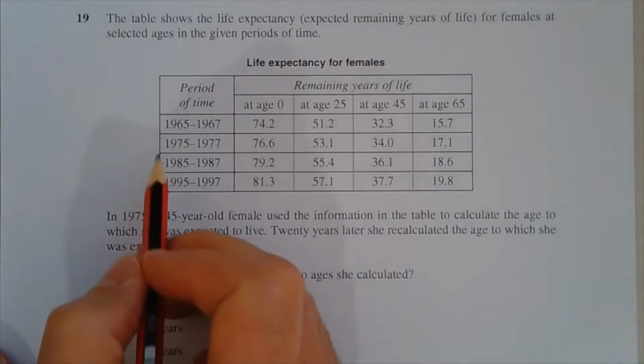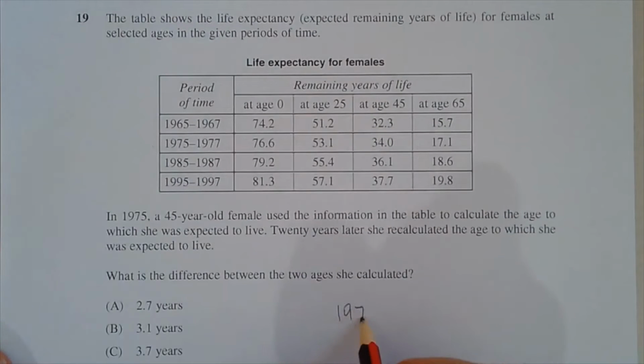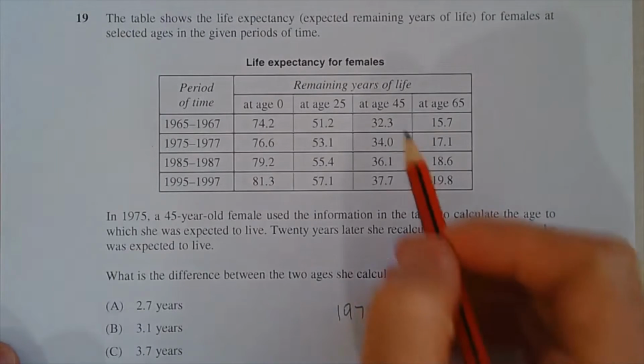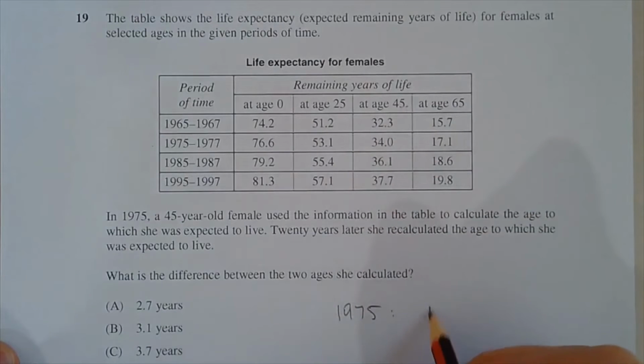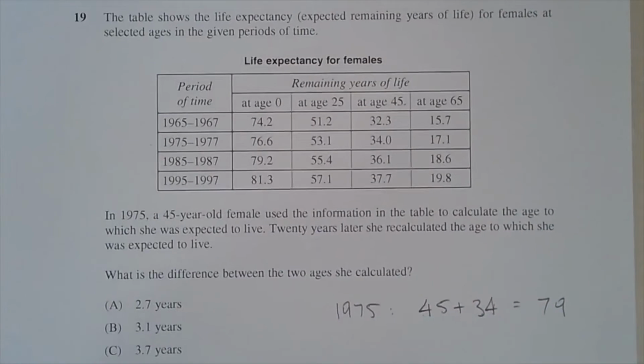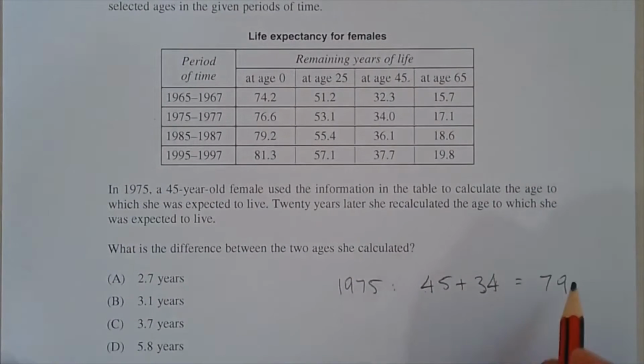So in 1975, the age at which she was expected to live would be her current age, or the age in 1975, which is she was 45 years of age, and she was expected to live another 34 years. So 5 plus 4 is 9, 4 plus 3 is 7. So that's 79 years of age is the expected age which she's going to live to.